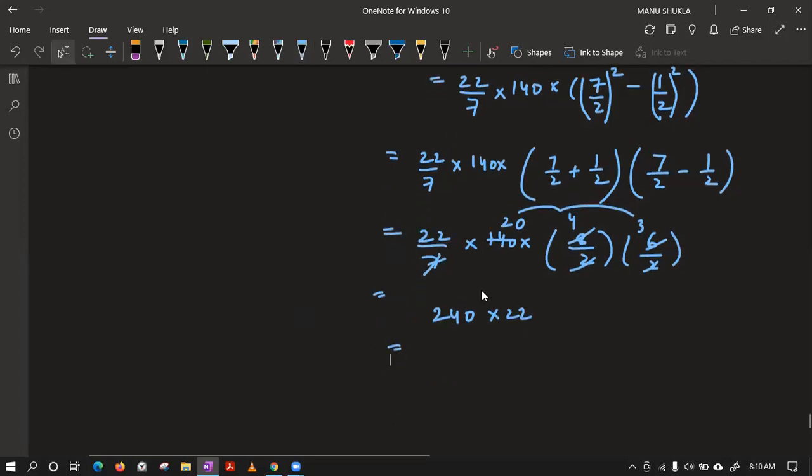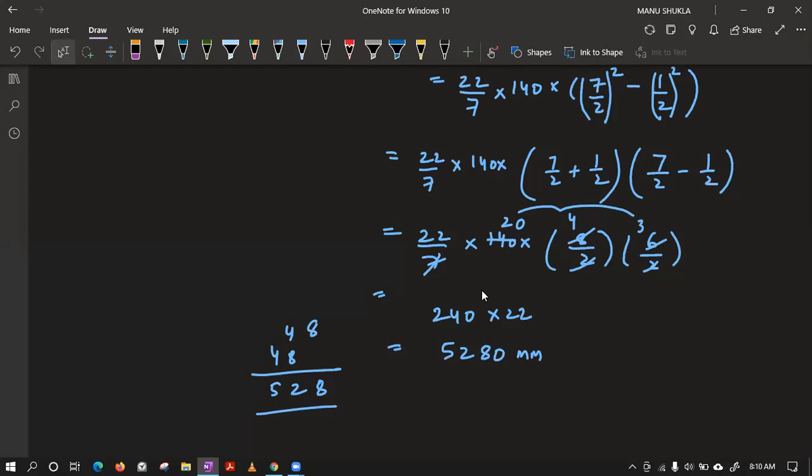What is the answer? 2 fours are 8, 2 twos are 4, 8, 12, 5, 5280 mm cube. Please confirm. Is this correct, class? Okay, so this is correct, and I think Ansh, now it is clear to you. I have just put the values and solved it. Better, as I've told you, to solve at the end. Okay, don't try solving in the starting. Solve at the end. That would be better for you.